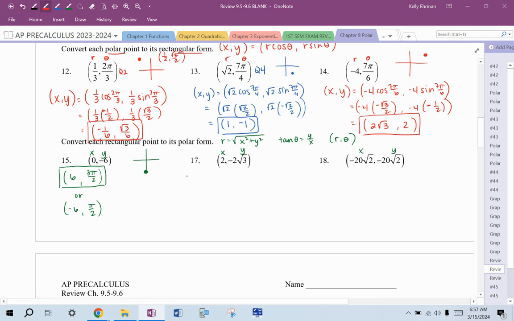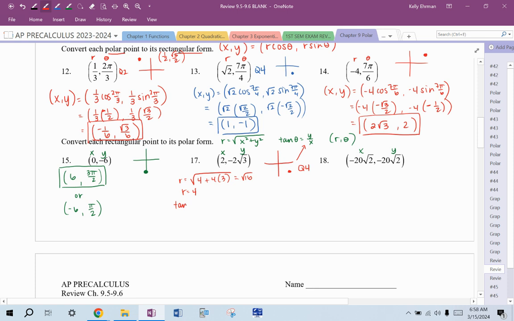All right, for the next one, you'd be going right 2 and down 2 radical 3, so you are in quadrant 4. That's important because it helps you figure out which angle you're going to use, so that you don't always get 2 angles, since you don't always need 2 answers. Let's find r first. Square root of 2 squared is 4. When you square 2 radical 3, you square the 2 and you square the radical, so this is plus 4 times 3. 4 plus 12 is square root of 16, so r is 4.